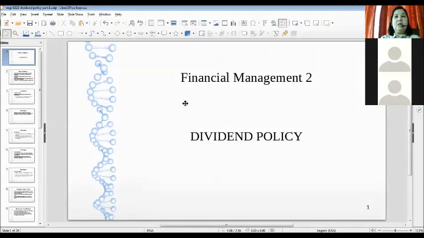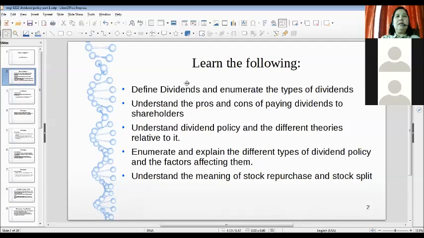Today's topic is about dividend policy. In today's discussion, you will learn the following. First, you will be able to define dividends and enumerate the types of dividends. Second, understand the pros and cons of paying dividends to shareholders. Number three, you will understand dividend policy and the different theories relative to it.